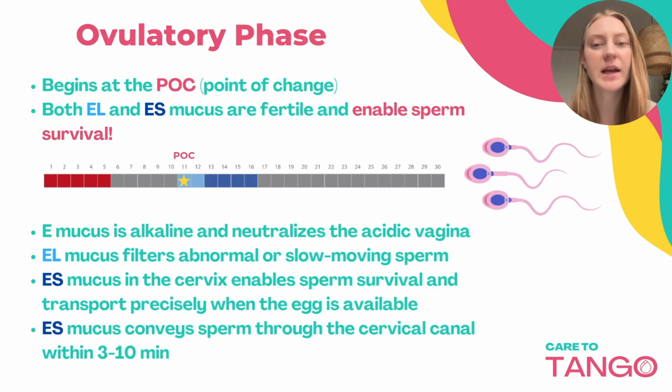So, your ovulatory phase begins at your POC, your point of change, and both EL and ES mucus are both fertile because they both can enable sperm's survival. E mucus is alkaline and neutralizes the acidic environment of the vagina. EL mucus filters abnormal or slow moving sperm, and ES mucus in the cervix enables sperm survival and transport precisely when the egg is available. ES mucus conveys sperm through the cervical canal within 3 to 10 minutes.